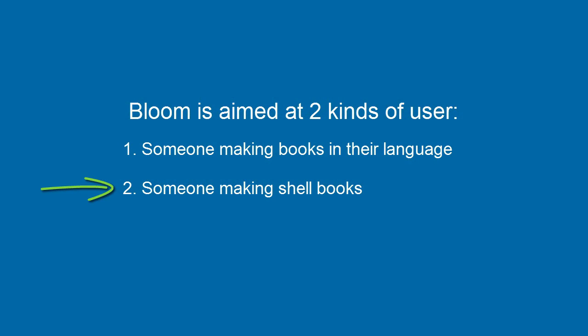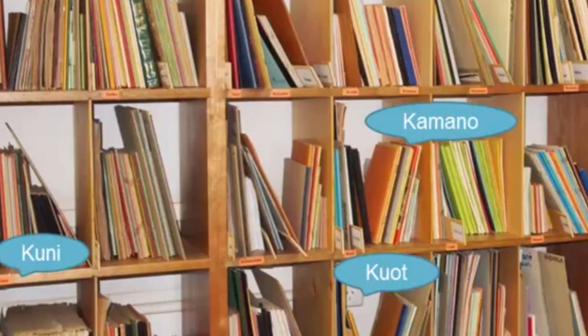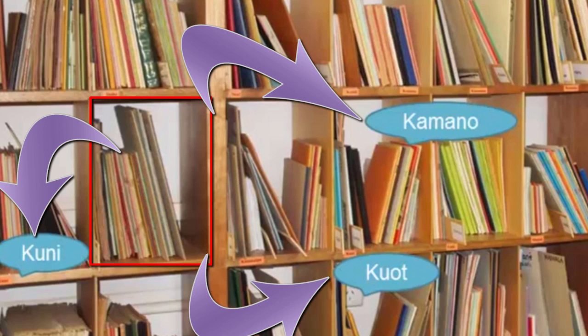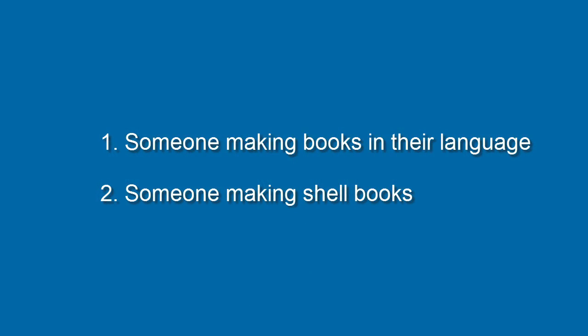The second kind of person using Bloom is the shell book creator. This person is not filling the shelf for a specific language, but is instead providing a shelf full of books for the first kind of user to use as source texts. Videos in this series will be labelled to show which of these people they are providing training for.